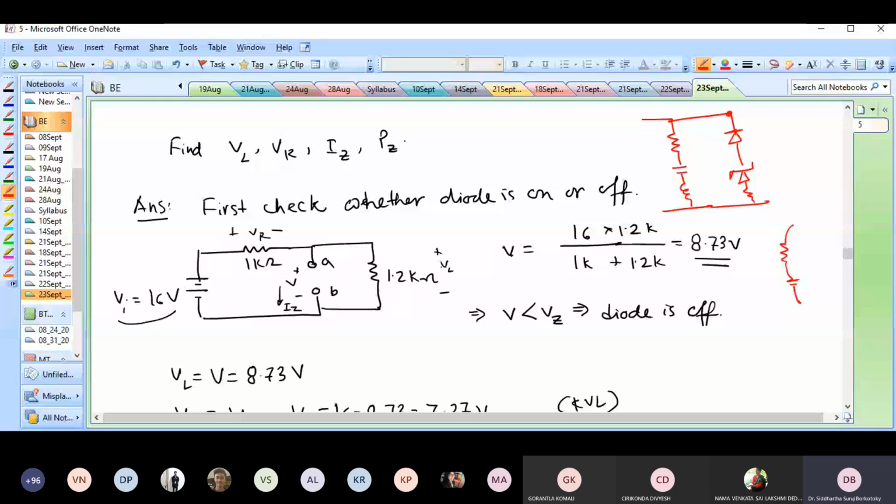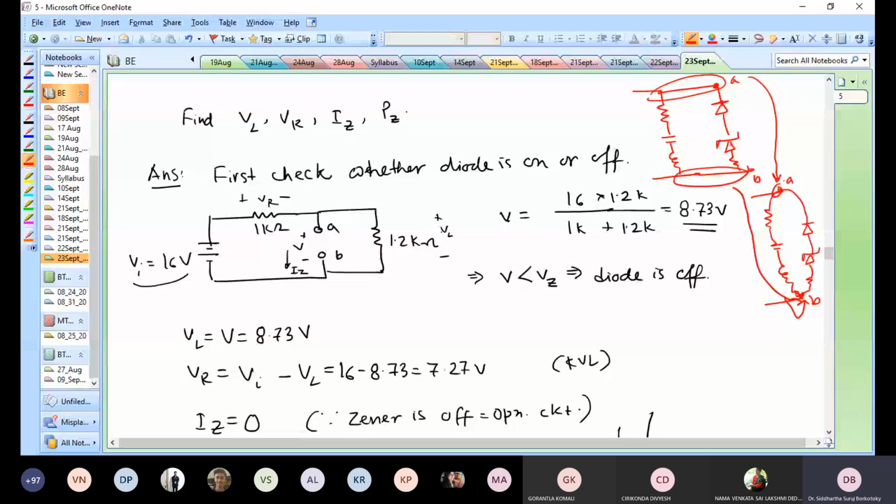So basically these two points, this point A is just this point A. These two points, this point B is just this point B. Okay, so that means that whenever you have a parallel configuration like this, the voltage across one parallel branch is the same as the voltage across the other parallel branch.